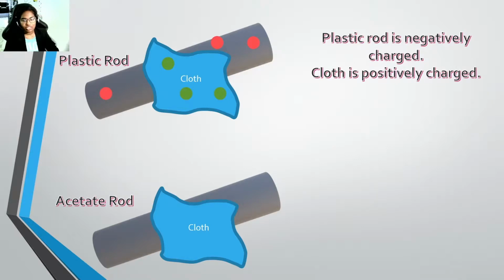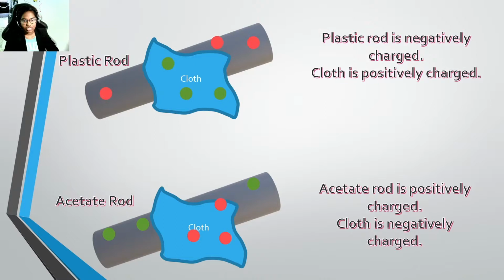Now let's move on to the acetate rod. When you rub the cloth against the acetate rod, what will happen? When you rub the cloth against that rod, electrons will transfer from the rod to the cloth. This will leave the acetate rod positively charged and the cloth negatively charged.